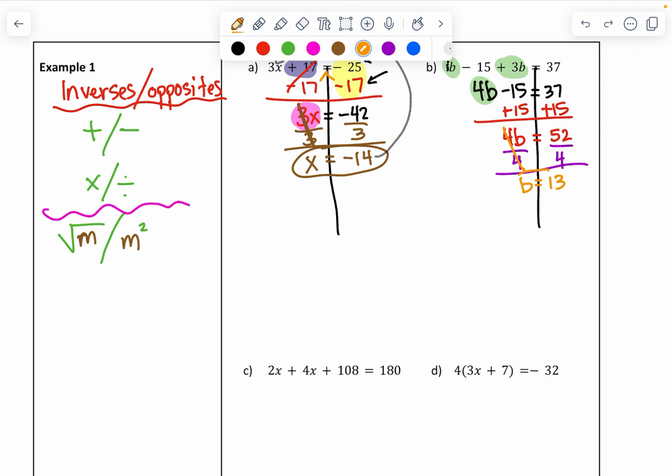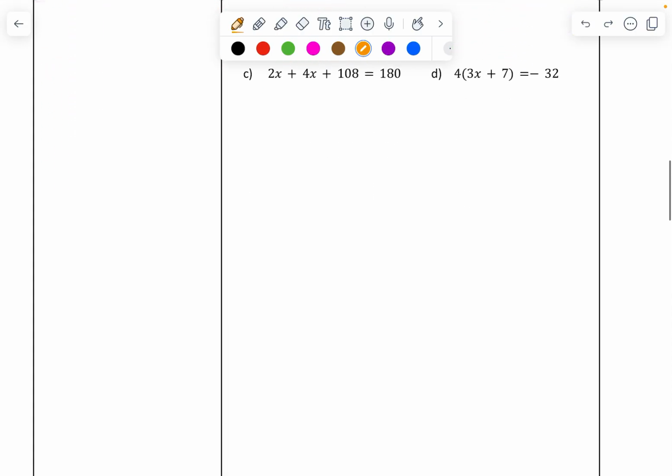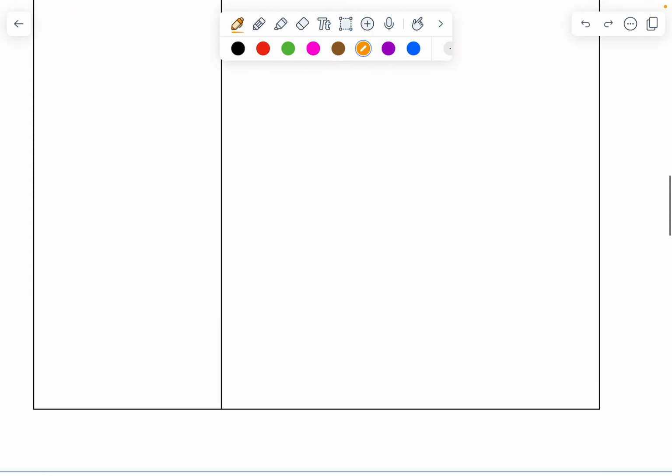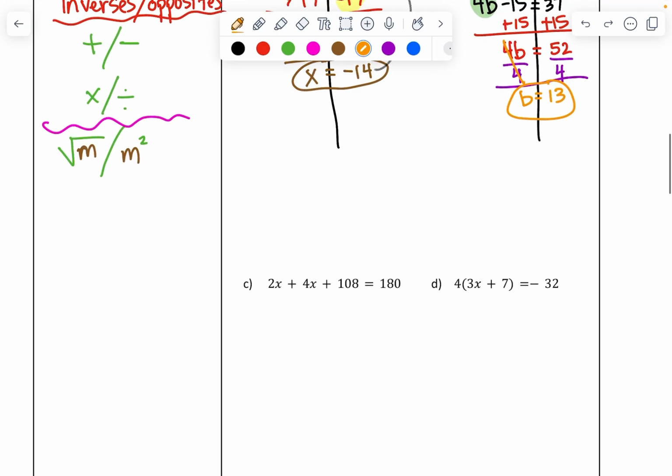If you wanted to double check that, you would have to put a 13 right here and right here to make sure that it equals 37. Alrighty, got a couple left, and then that should be it for today.